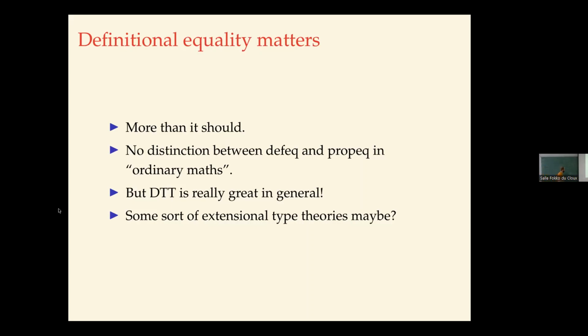This is a notion that doesn't exist in ordinary maths. We just prove that things are equal, and that's all we know about. But it really matters in systems like Lean that are based on type theory. And so I think it matters more than it should, certainly from the point of view of a mathematician. But on the other hand, it's really great in general. The fact that you can just use all sorts of facts about real numbers when you write down this expression, and you don't have to all the time remind Lean about all sorts of things.